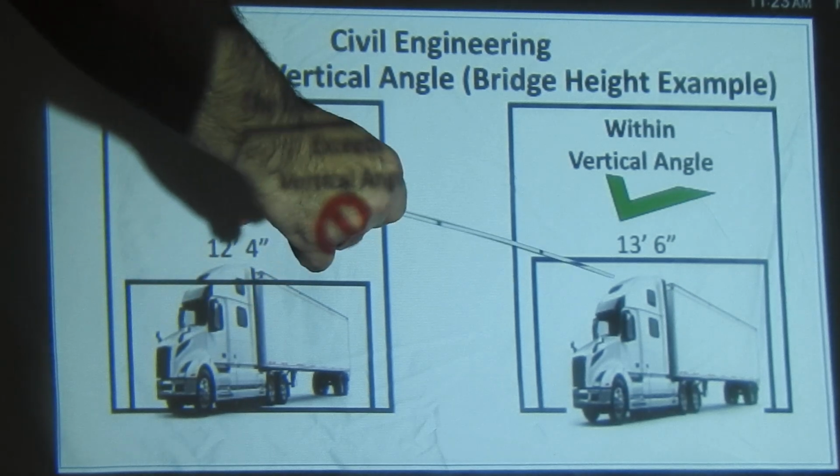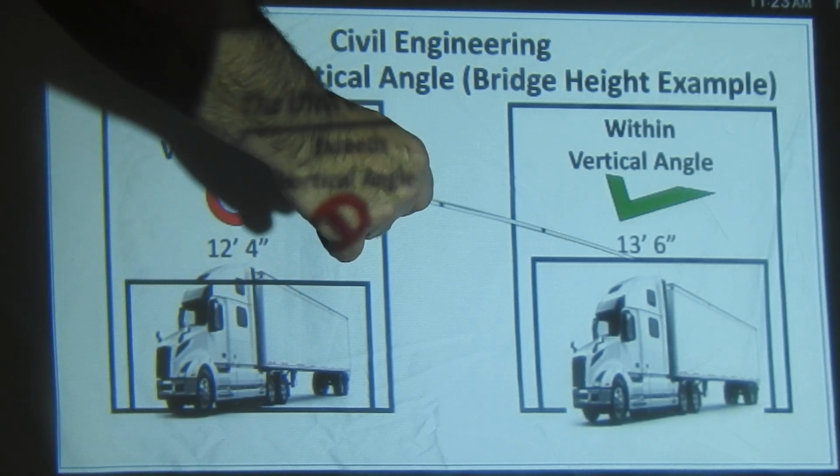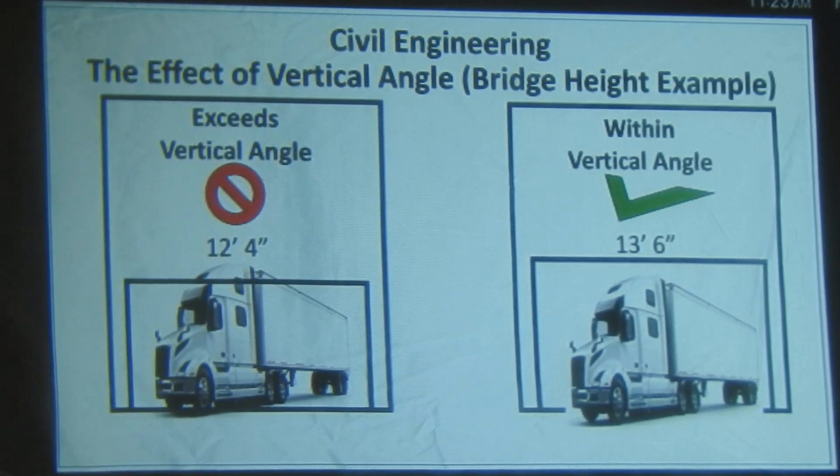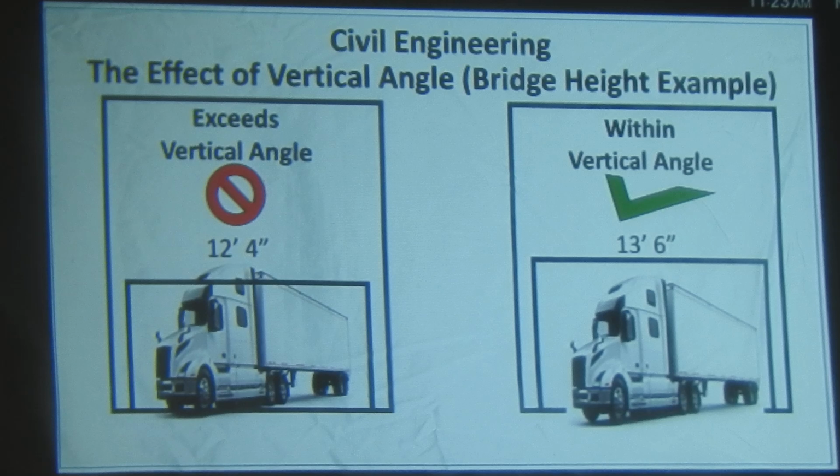Or, if you see this example on the right, a bridge underpass at 13.6. This semi could easily pass through without any damage to the bridge or the semi. Again, just a simple example, vertical angle, and its real world applications in both sciences.